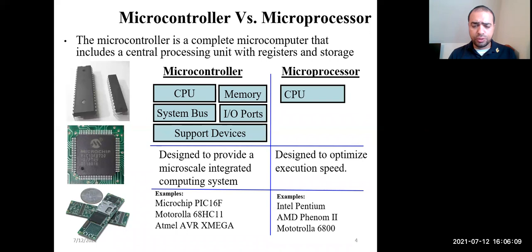Some examples of microcontrollers, like the example that I showed you, the Microchip PIC16F microcontroller. For example, the Motorola 68HC11, the Atmel microcontrollers also. By the way, Atmel is now owned by Microchip. On the other hand, microprocessors, there are also different types. For example, there's Intel Pentium, AMD, and Motorola 6800. So very popular microprocessors.